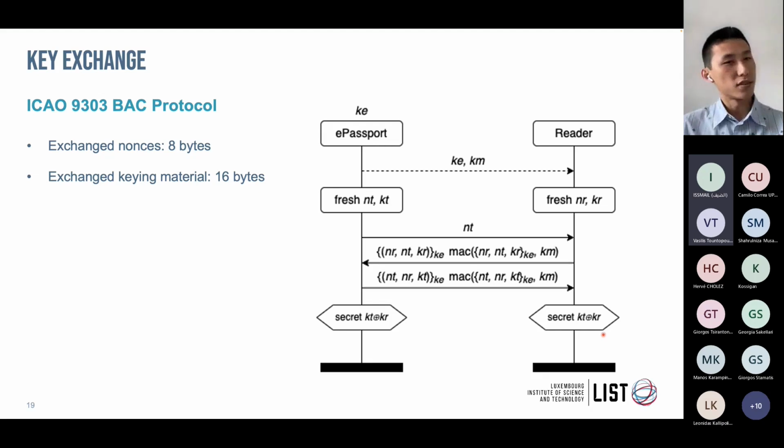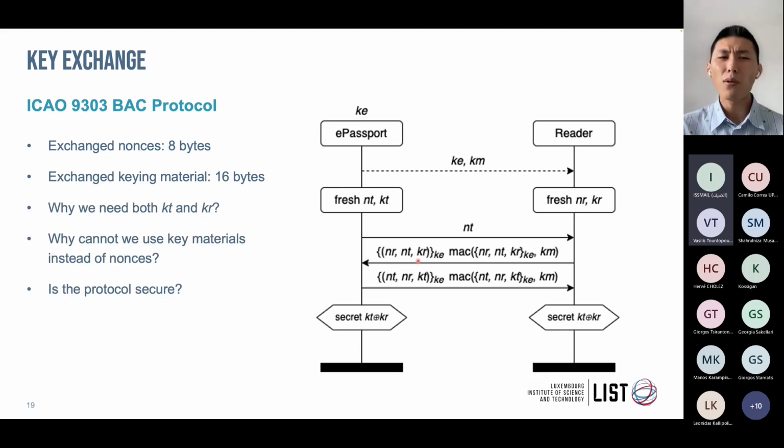So there come several questions. Why do we need both KT and KR? Is that necessary? The second question is, why can't we use the key material instead of the nonces? Why do we need them both? And the final question is, is the protocol secure? Well, I will leave those questions as homework. You may find some interesting news during your research about vulnerabilities of the French passport published several years ago.